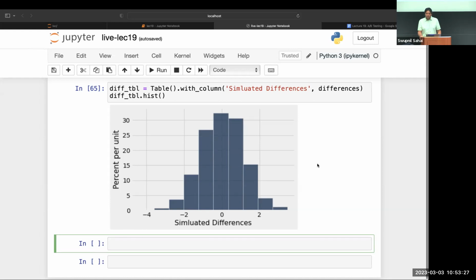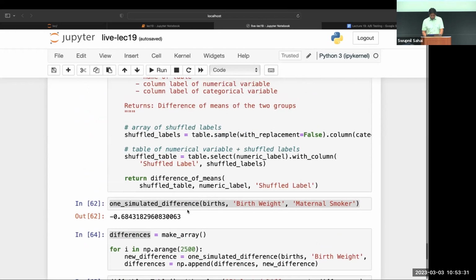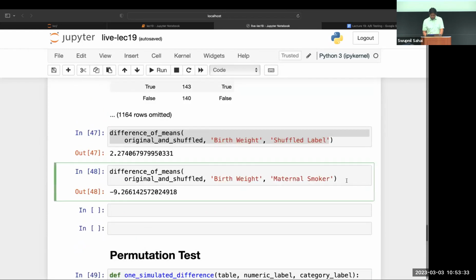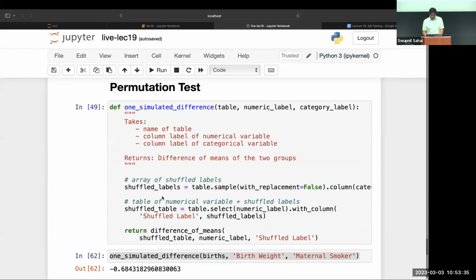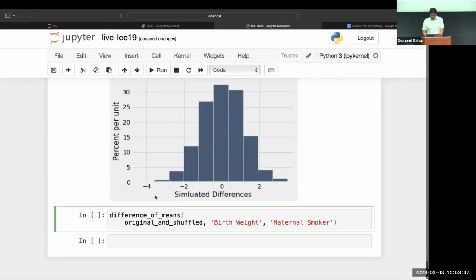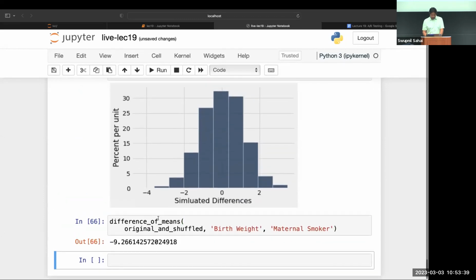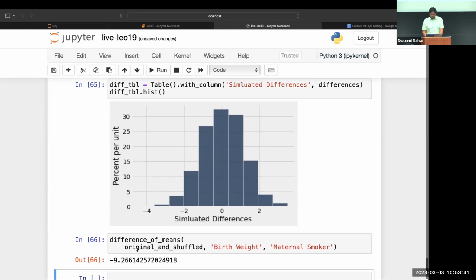Oh, how we computed the p-value? Yeah, so let me bring up the observed difference. So here's our observed difference. It's -9.266. And so what we need to do is this value, -9.266, it's going to be some dot way over here. Like if I wanted, I could plot the dot, but it's going to be way off.